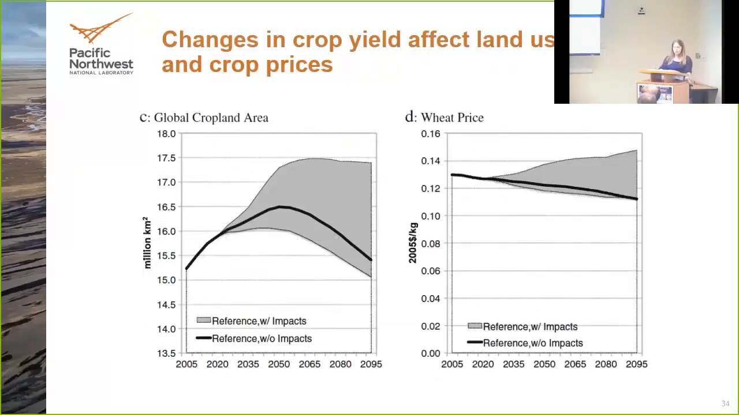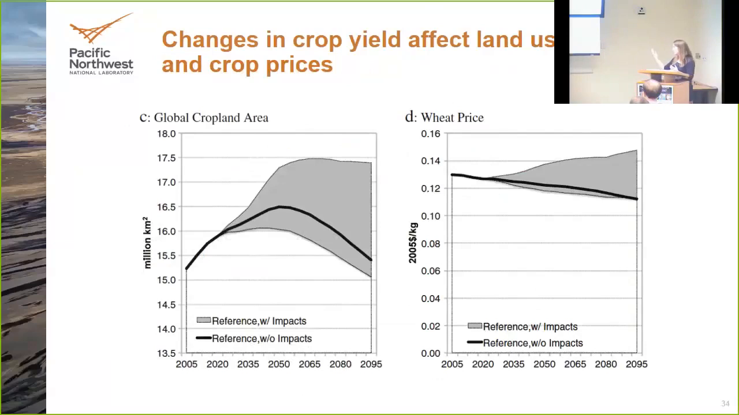This also plays out in terms of the economy on price. So the lower the yields are, the more pressure you put on, and the higher the price has to be for people to keep using it. If you think about this, if you own a piece of land, what you're going to do with it depends on how much money you can make. And so if your yields are going down, the only way you're going to want to keep doing that is if you're going to make more money some other way.